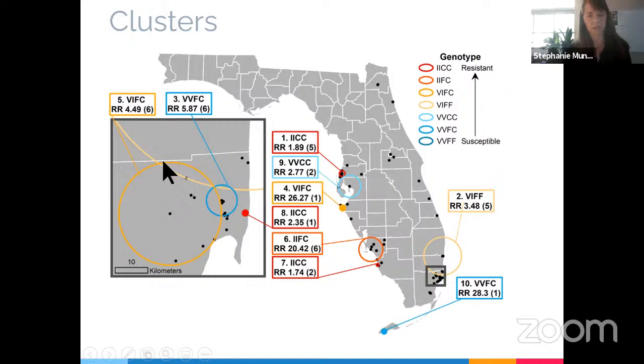Looking at some of the clusters identified, the highly resistant clusters were usually focal, so they're pretty small sites where you're seeing more than you would expect. And they were all in urban areas along the coast. There are also a couple instances of the more susceptible strain. For example, here in the Florida Keys, you're more likely to find that more susceptible genotype.